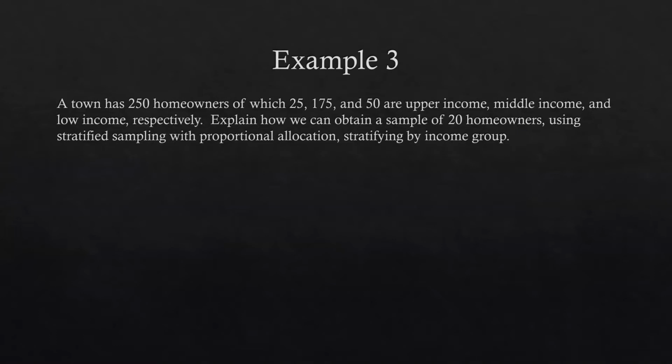All right, a town has 250 homeowners, of which 25, 175, and 50 are upper income, middle income, and low income, respectively. Explain how we can obtain a sample of 20 homeowners using stratified random sampling with proportional allocation, stratifying by income group.